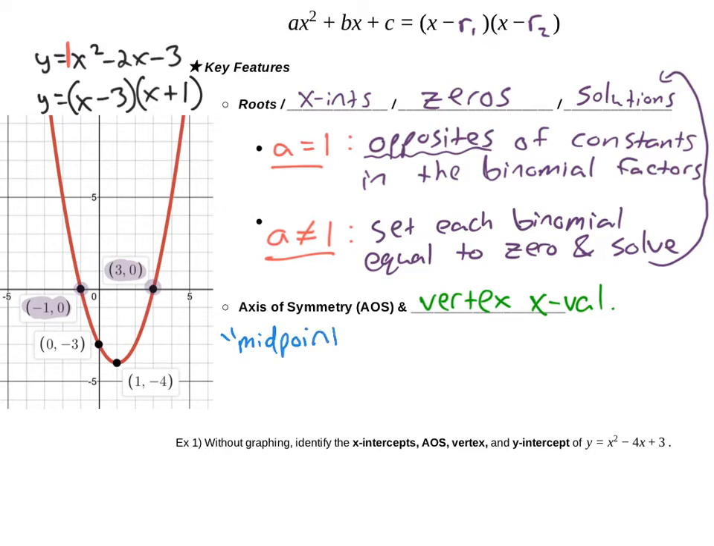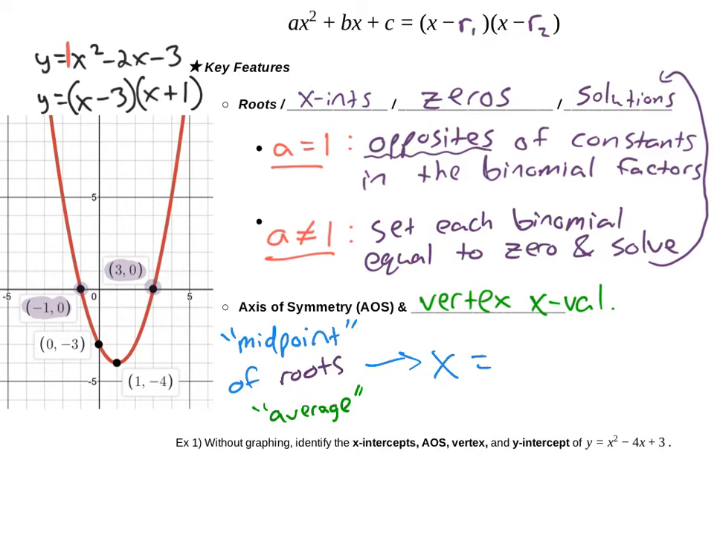Kind of a midpoint between those x values on the x-intercepts. Another way to think about it is an average. That x value is an average of those two numbers. And how do you find the average of something? You add them all up and divide by how many things there were.